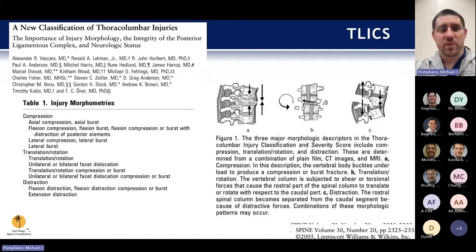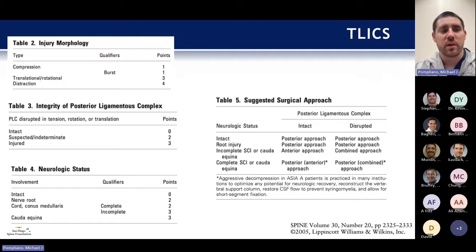You can't really have a conversation about thoracolumbar trauma and MIS surgery without TLICS. This is a classification that we can use to categorize fractures. It looks at a variety of things. It looks at the morphology of the injury, so either compression, translation and rotation, or distraction, which you can see examples of there. Then it looks at the integrity of the PLC and neurologic status, and you can combine all those factors in order to create guidelines as far as which approach to use given neurologic status and whether or not the PLC is intact.